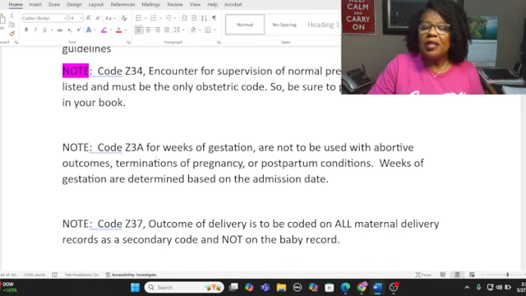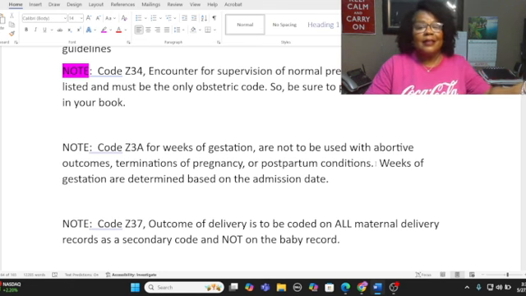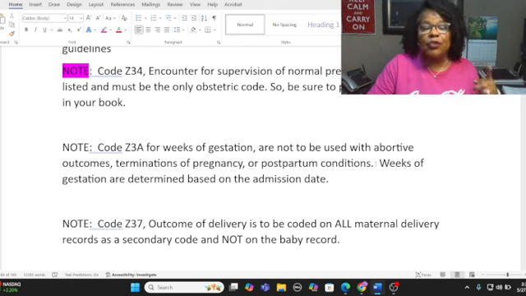Another note, code Z3A for weeks of gestation is not to be used with abortive outcomes, termination of pregnancy, or postpartum conditions. Because think about it. However far along the patient is, it doesn't matter. The pregnancy has discontinued. It's no longer existing. So code Z3A, which identifies the weeks of gestation the mother is, does not play a part in these. So make a note to yourself that for abortive outcomes, termination of pregnancy, or postpartum conditions, do not use a Z3A code.